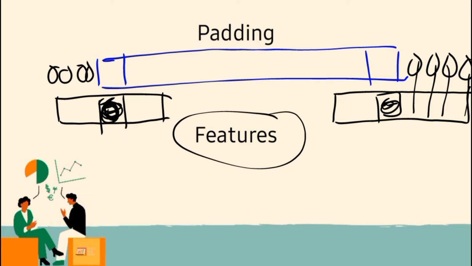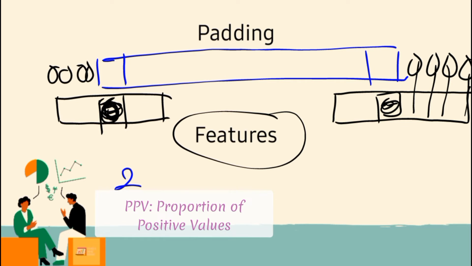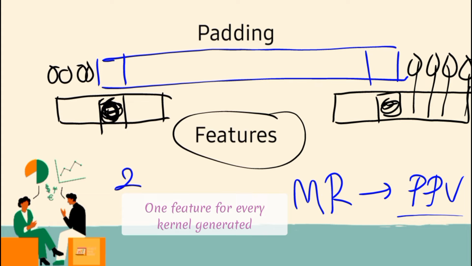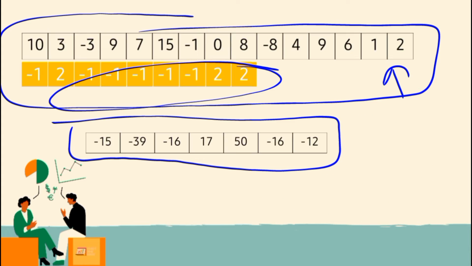Now let's move on to the features. For the features in Rocket, we have 2 features, which are PPV and global max pooling. PPV is the proportion of positive values. However, in MiniRocket, we only take the PPV feature. MiniRocket drops the global max pooling because it turns out it's not that important. We can still get a very high accuracy even with only 1 feature. So PPV is the proportion of positive values.